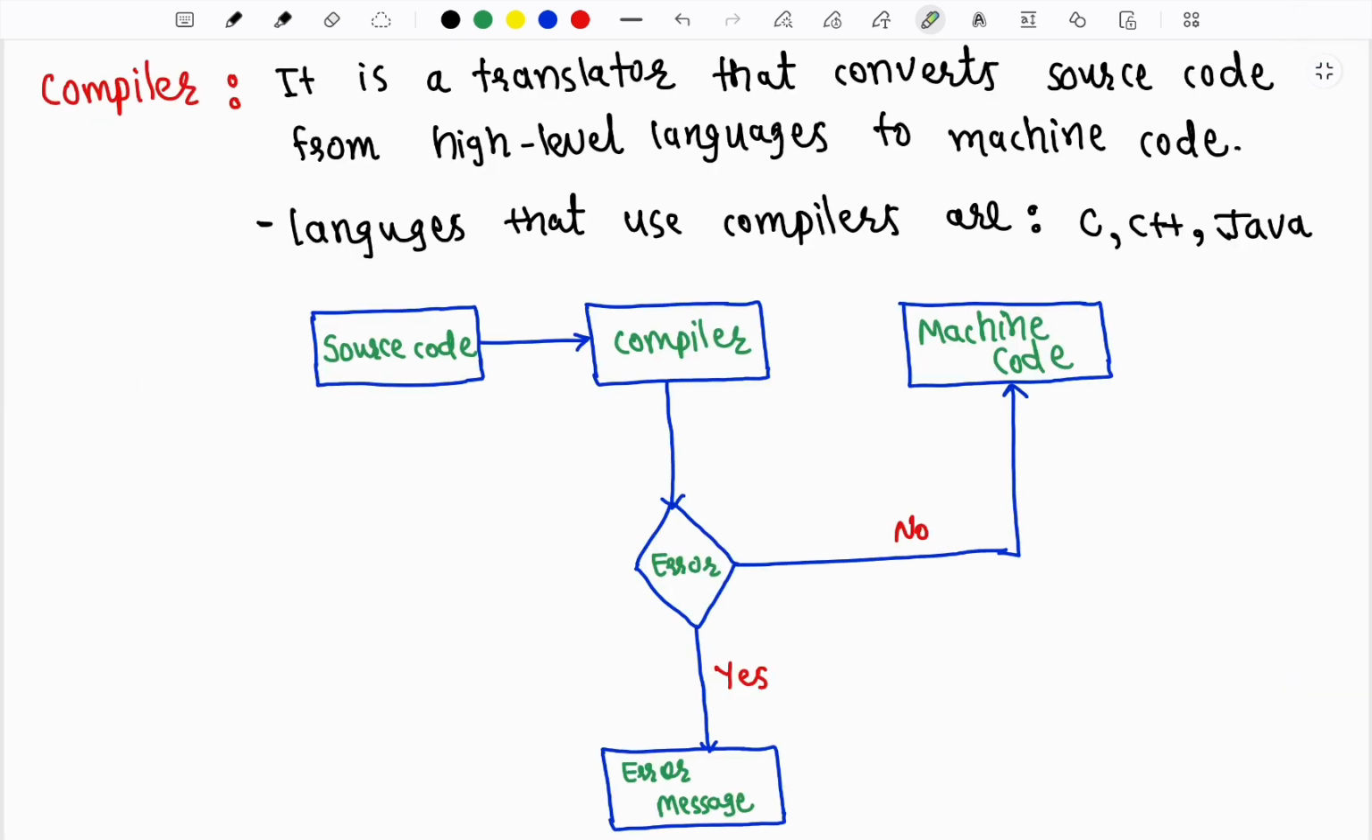Now let's discuss the first type of language translator, called a compiler. A compiler converts an entire high-level language program into machine code at once. That means the compiler reads the entire program and checks for errors. If errors are found, the compiler stops and displays an error message. The programmer must correct all errors. If errors are corrected, that means if no errors are found, the compiler converts the whole program into machine code.